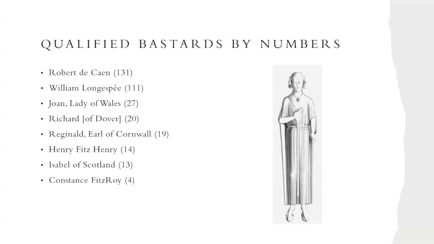Members have joined in the 20s and teens under King John's bastards, Joan, Lady of Wales, and Richard of Dover, William the Lion's daughter, Isabel of Scotland, and other bastards of King Henry I, Reginald, Earl of Cornwall, Henry Fitzhenry, and with just 4 approved applications, Henry's daughter, Constance Fitzroy.